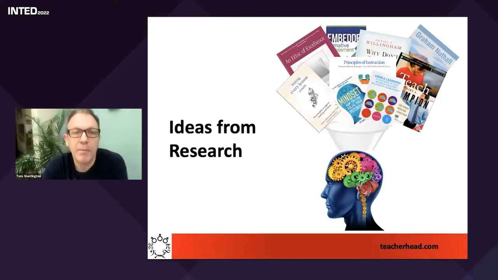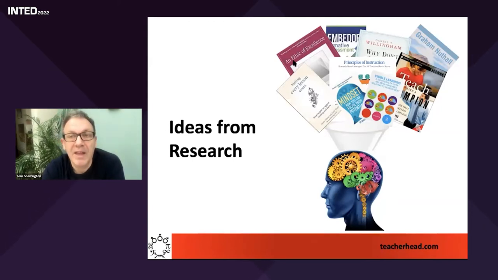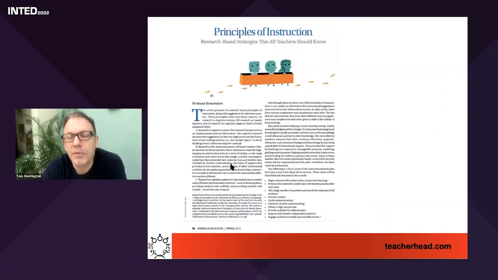You can see some of the ones up here. You've got Graham Nuthall's Hidden Lives of Learners, Visible Learning, the John Hattie work, Dan Willingham, Why Don't Students Like School? Embedded Formative Assessment, which is Dylan Wiliam, An Ethic of Excellence, which is a different type of study based on experience, really, from Ron Berger, and so on and so on. I found that what cut through a lot of these and summarized a lot of these ideas was this simple paper here, Barak Rosenshine's Principles of Instruction.